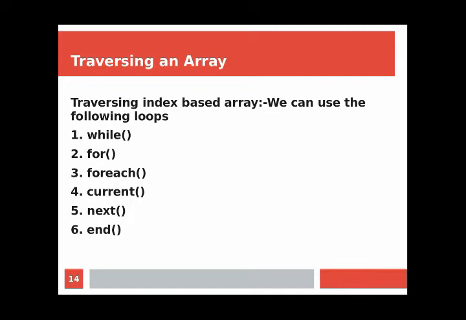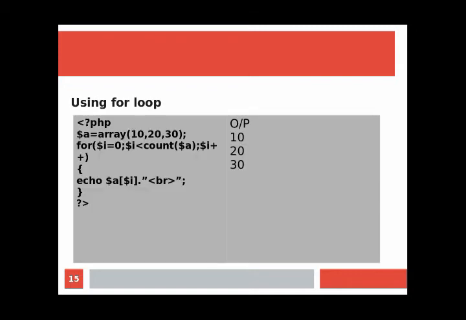The for loop is the simplest way to loop through an index array. The foreach loop is the simplest way to loop through an associative array. Last time I told regarding foreach also. We will see one example using for loop here in the PHP tag. So naturally we have to start with the less than question mark PHP. Here $A equal to array 10, 20, 30.